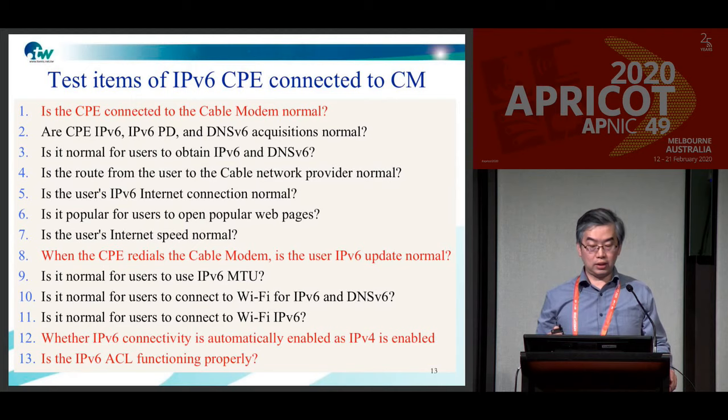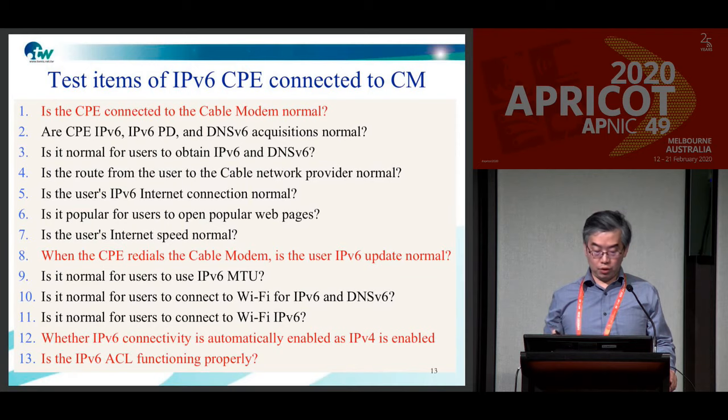These 13 test items are for connection to the cable modem. For the cable operators, we also tested whether the CPE connected to the cable modem is normal, and when the CPE redials the cable modem, whether the user's IPv6 update is normal. Or whether the IPv6 connectivity is automatically enabled when IPv4 is enabled. And finally, whether the IPv6 SPI functions properly. So we also use these test items one by one on these CPEs.